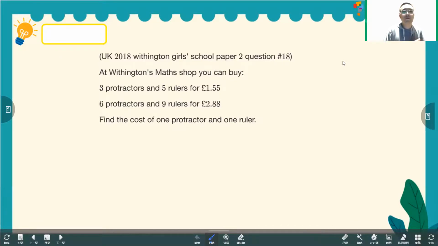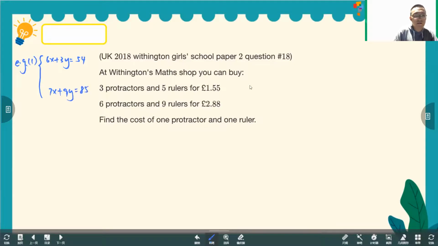And also, if you have done this problem, you can look at this example practice question as well. So example 1, I only prepared one practice question for this second step, for this second type of simultaneous equation. 6x plus 3y equals 54, and then 7x plus 9y equals 85. So that's the first equation, that's the second equation.